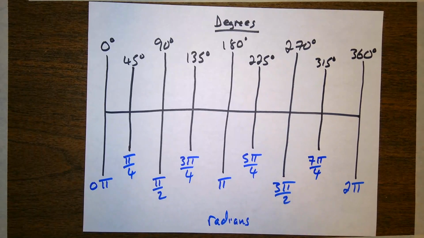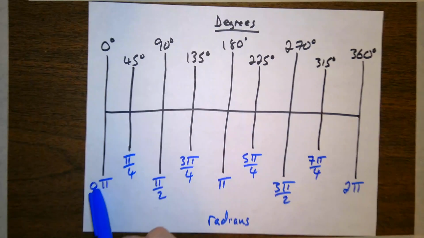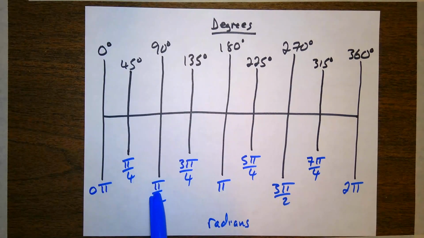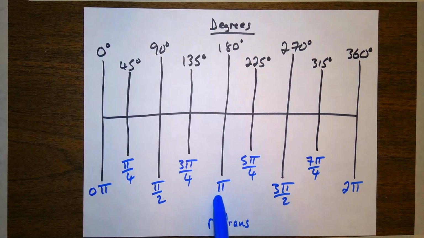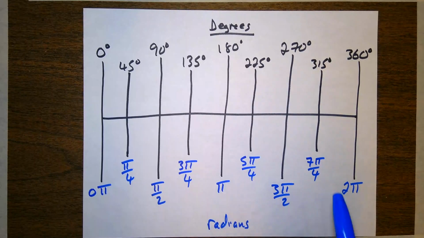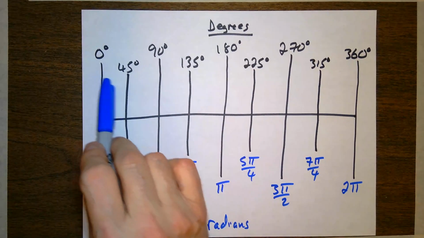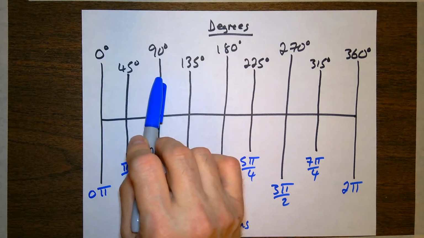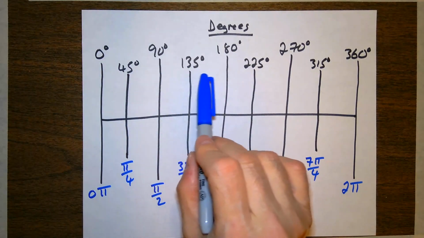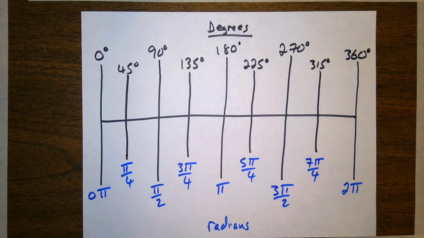Now we've just broken it up into pi over 4s. 0 pi over 4, 1 pi over 4, 2 pi over 4, which is pi over 2, 3 pi over 4, 4 pi over 4, which is just pi, 5 pi over 4, 6 pi over 4, which is 3 pi over 2, 7 pi over 4, and 8 pi over 4, which is 2 pi. Correspondingly, 0 degrees, 45, plus 45 is 90, plus 45 is 135, plus 45 is 180, and so on.